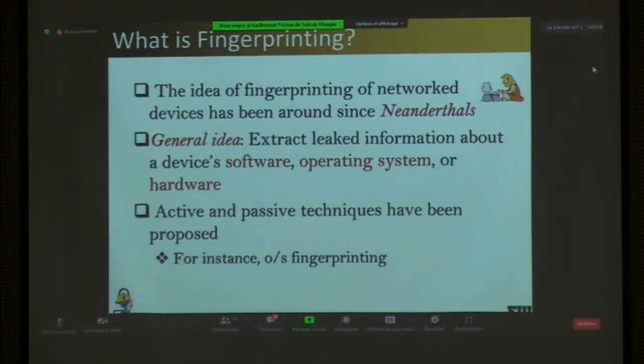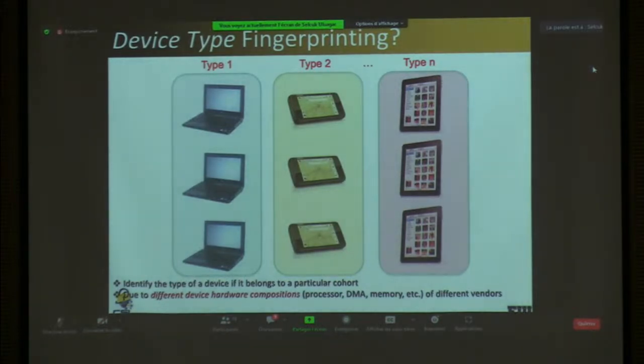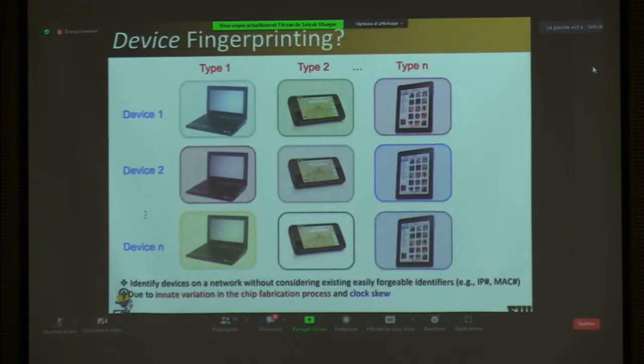There are 2 techniques. One is passive fingerprinting, and the other is active fingerprinting. In passive fingerprinting, you listen to the medium and try to extract meaningful information. In active fingerprinting, you probe the network and try to identify based on the responses coming from the other device. Further, you can classify fingerprinting along 2 dimensions. One is device type fingerprinting, and the other is device fingerprinting. Device type fingerprinting is trying to identify a particular cohort, like whether it's a laptop, a phone, or a smartwatch, etc. The class. And device fingerprinting is identifying individual devices within a particular cohort.